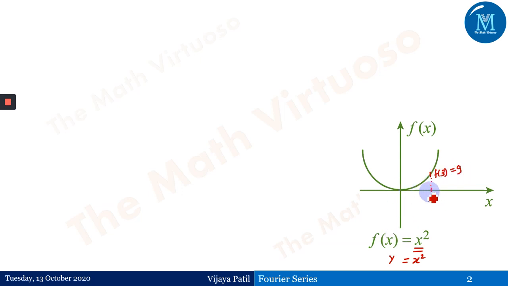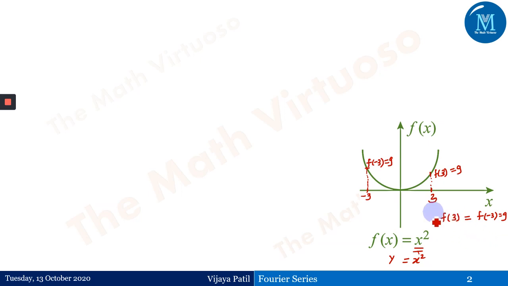Now if I take the negative of this 3, that is minus 3, and plot this point on the curve, I get f of minus 3, which is minus 3 the whole squared, equal to 9. So if we observe both, the values of the function at f of 3 and f of minus 3 are both 9. They are equal.